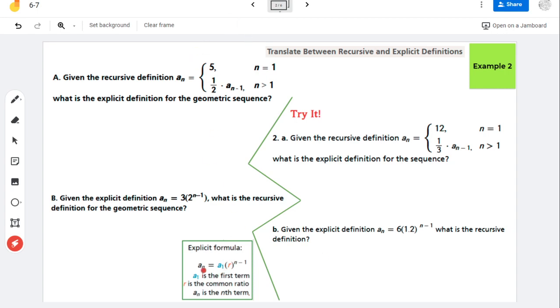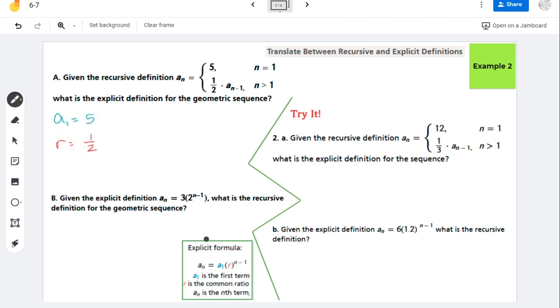Our explicit formula says to find a term, you take the first term and multiply it times the common ratio to the n minus first power. So all that we have to do is look at our recursive formula and identify our a sub 1 and our r. In this case, our a sub 1 is the value of the function when n equals 1. So our a1 is 5. Now our common ratio in a recursive formula is the number that's multiplied times a sub n minus 1. So my common ratio here is 1/2.